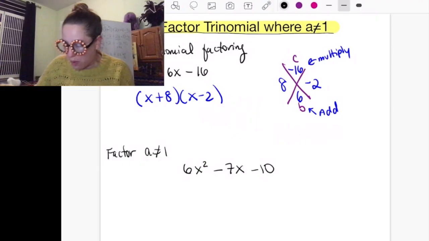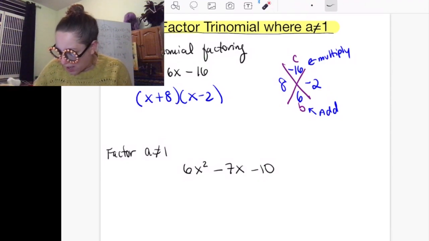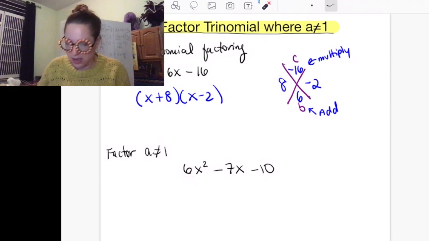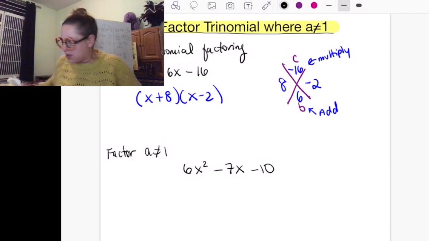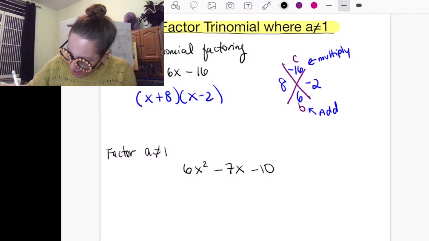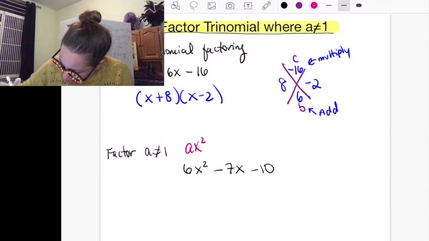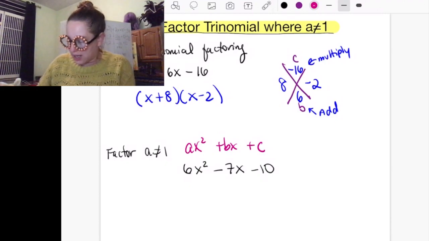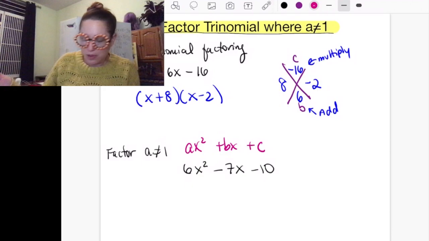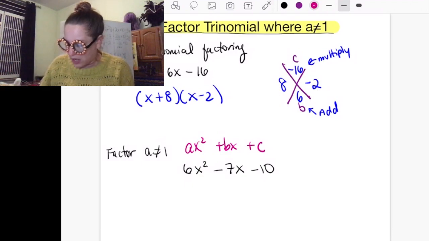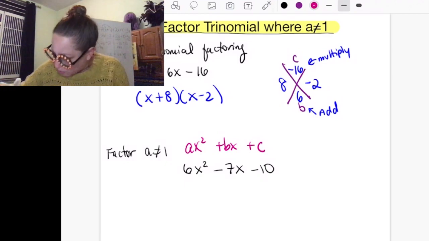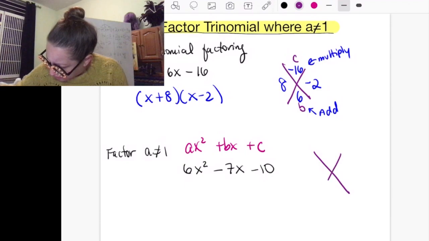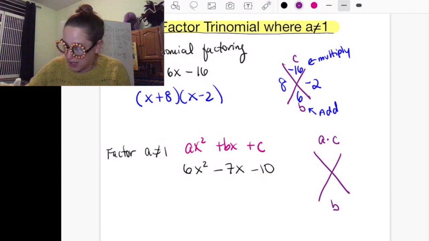All right, so now we're going to do the same concept, but what happens when A is not 1? So I'm going to first write, we know ax squared plus bx plus c. Okay, do you remember that? Quadratic standard form. Like y equals mx plus b, ax squared plus bx plus c. So the 6 is the a, the negative 10 is the c, and the negative 7 is the b. So we're going to set up the same idea that we did in the last one, but this is the big difference. On top, we're putting a times c instead of just c.